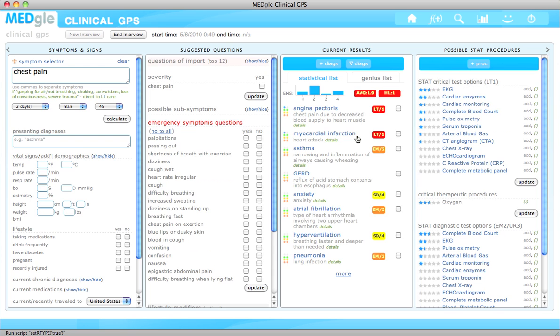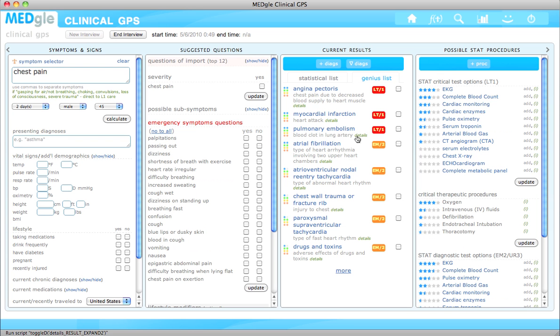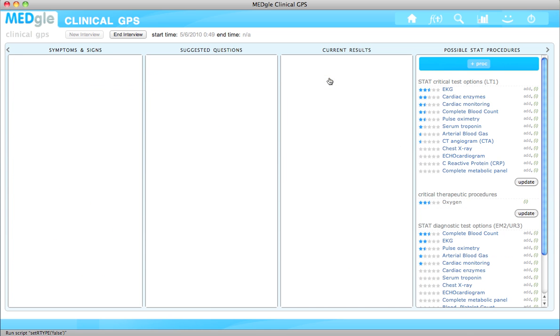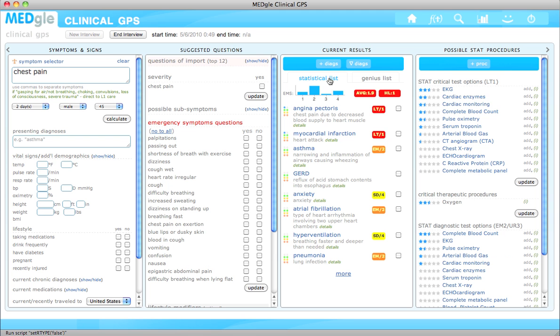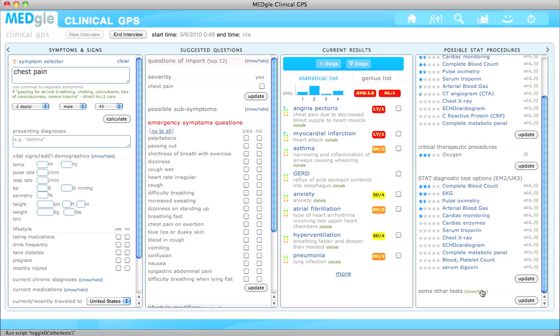So let's also look at the genius list, and this list shows us the types of diagnoses that we have to make sure we don't miss. Angina and MI were there, but now we also see PE, atrial fibrillation, and so on and so forth. So this is a way to very quickly analyze. Then we jump back to our statistical list, and now we can look at potential tests that make sense to be done, or stat tests, and potentially other tests.